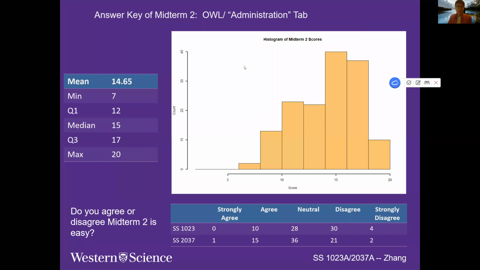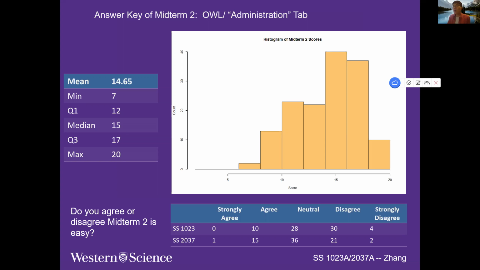the results of the midterm too. So basically, I would say statistically, the result is pretty much similar to the midterm one, because the midterm one, the mean is around 14.5-ish. And the only difference is the Q1 is a little bit lower than the midterm one, but the other statistics seem to be pretty close. And for the distribution, again, it's very, very left skewed.